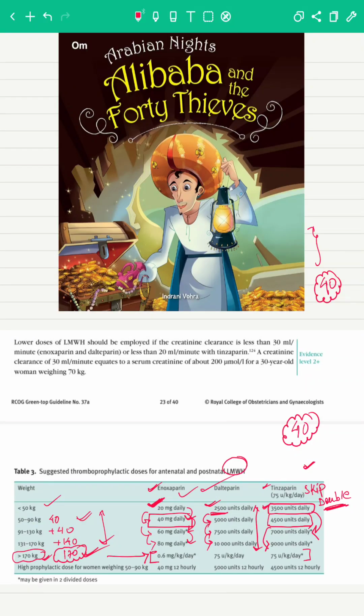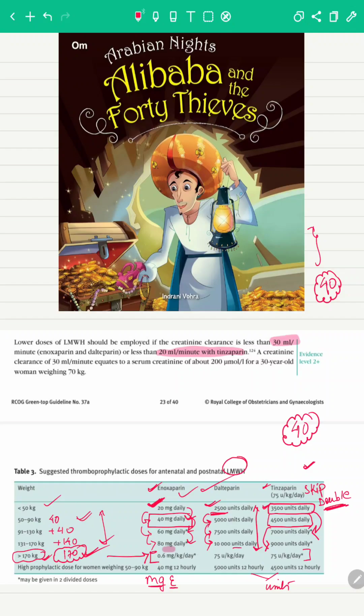Now, 2 more important points I want to tell about this table is that when the weight is more than 170, in those extreme rare cases, now we have to give doses according to the weight of the patient. We just cannot give it as a whole number. So next you have to remember the units. For enoxaparin it is milligrams, so you can remember it through Maggie, that is milligrams for enoxaparin, and the rest of the 2 are units.